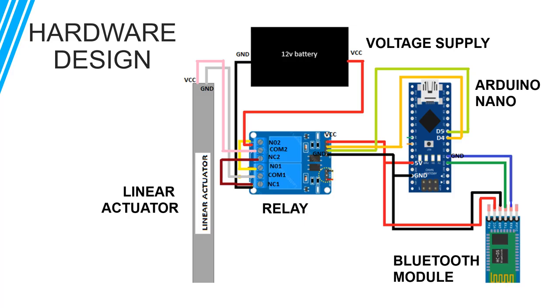The common pin on the relay will connect to a linear actuator, while digital pins D2 and D3 and the RX (receive) and TX (transmit) pins on the Arduino Nano board will connect to the transmitter and receiver on the Bluetooth module respectively.